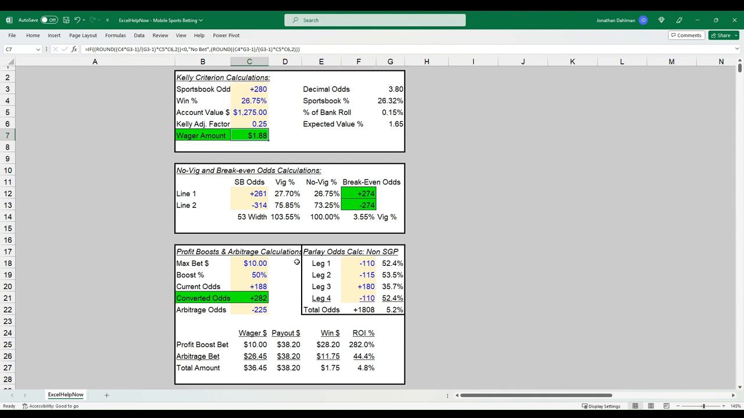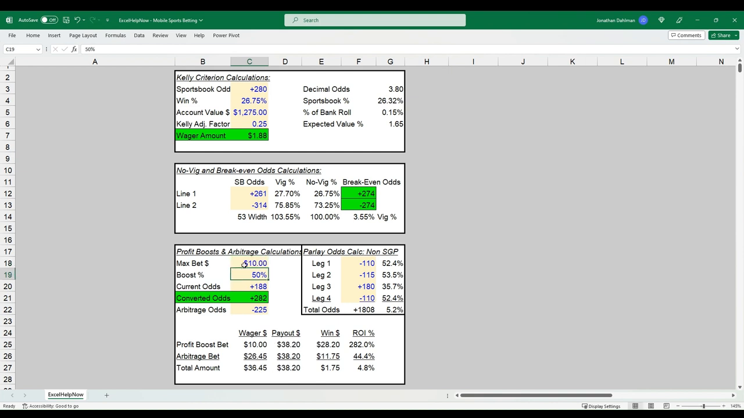And then the final section is actually split into two. So I'm calling the first part of it the profit boost and arbitrage calculations. So a lot of sportsbooks, DraftKings is great about giving out these 50% profit boosts or 25% profit boosts. And so this is going to tell you what those odds convert to. So right now, MLB offerings are almost every day you're getting a 50% MLB profit boost. Typically, they max you at about a $10 bet, but sometimes that can go up to 50.